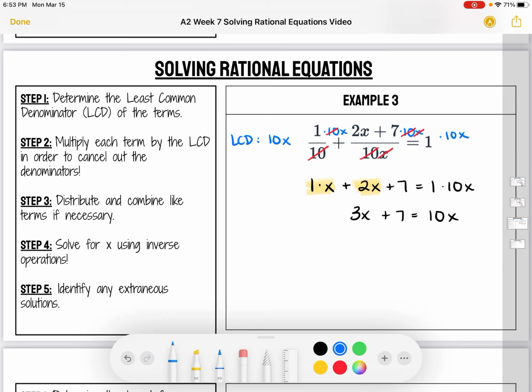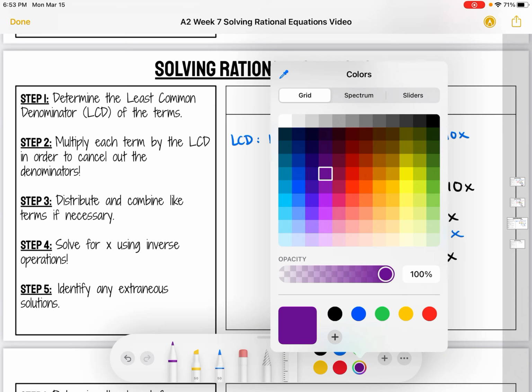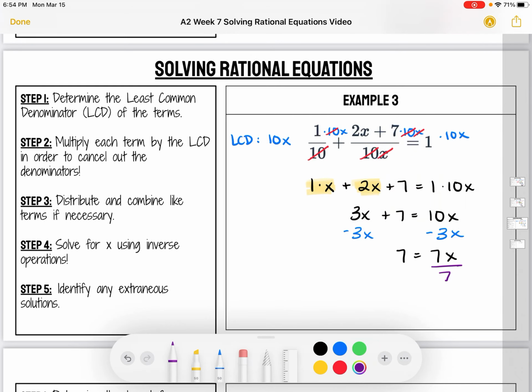Now I'm in my solving step, so I'm going to move all the x's to one side. So again, I don't want to have 0 on the right, so I'll just subtract the 3x to move the x's onto the right side. So I have 7 equals 7x. And then I need to divide both sides by 7 to get the x by itself. 7 divided by 7 gives me 1. So I get x equals 1.